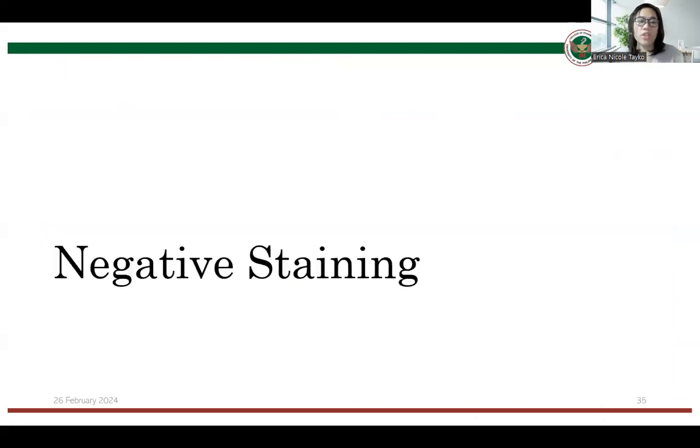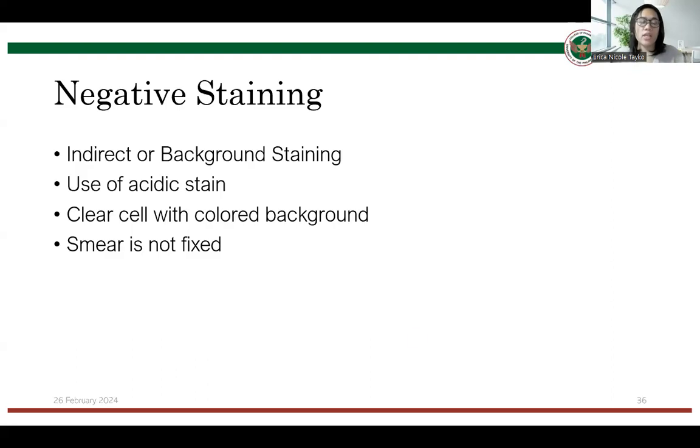Okay, so next we have negative staining. So when we say naman negative staining, so ano kayang stain ginagamit dito? So you would be using acidic stain. So again, when you do negative staining, you stain the background, not the cells themselves.